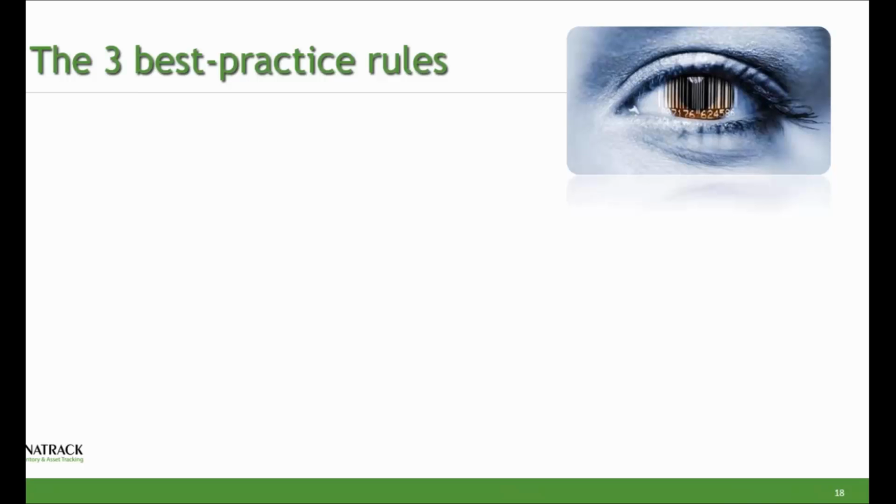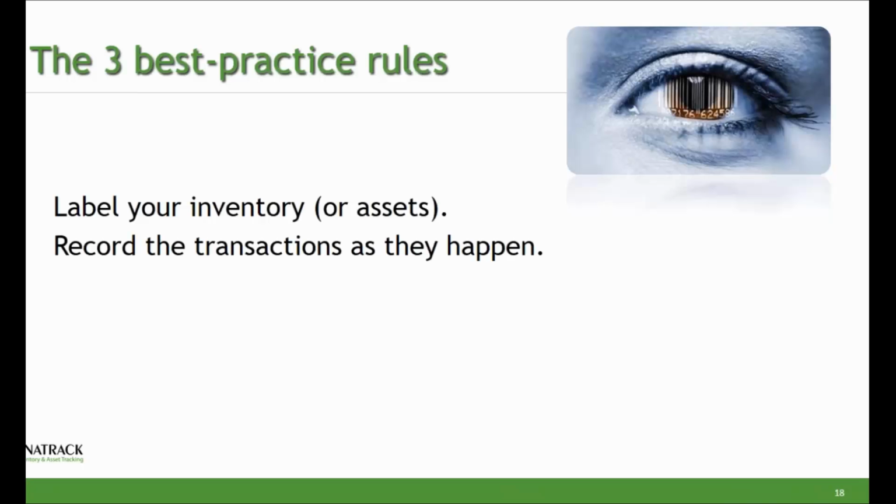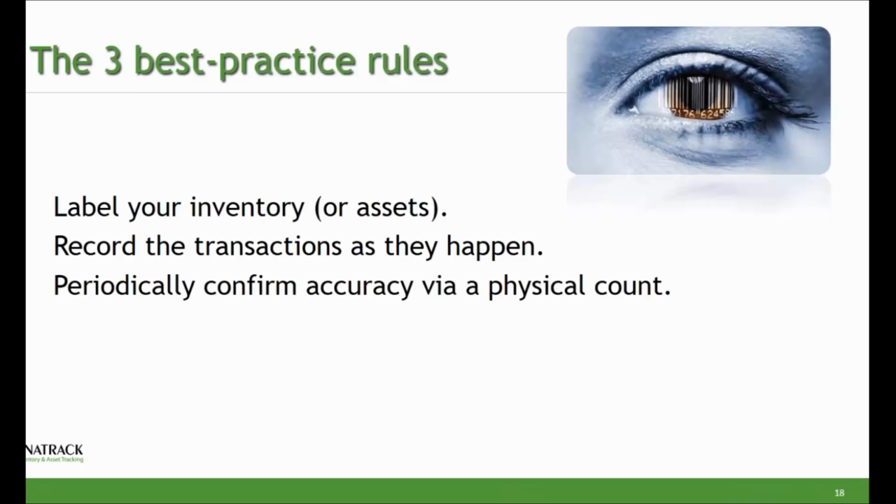So we have 3 best practice rules here that are pretty simple to cover, and I can zip through these. 1, label your inventory or assets. 2, record the transaction as it happens to that inventory or asset. And 3, periodically confirm the accuracy via a physical count, because if something happened on steps 1 or 2, then that physical count is there to catch it, and what you'll probably find is you're doing it far less frequently if the first 2 steps are being addressed.